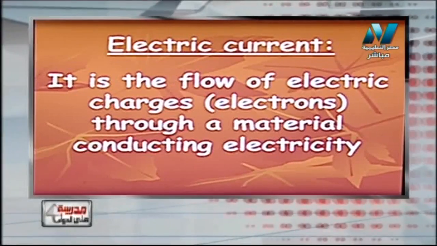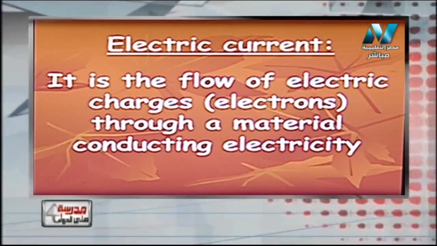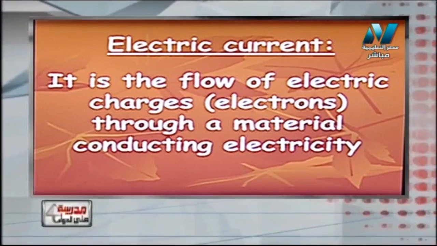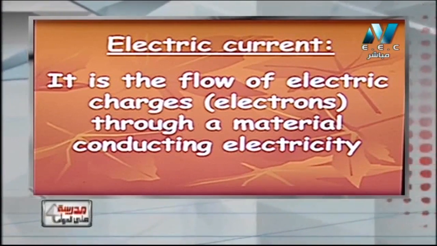So now we have studied two definitions up till now. The electric lamp is a tool that converts electric energy into light energy. And electric current is the flow of electric charges or electrons through a material conducting electricity.